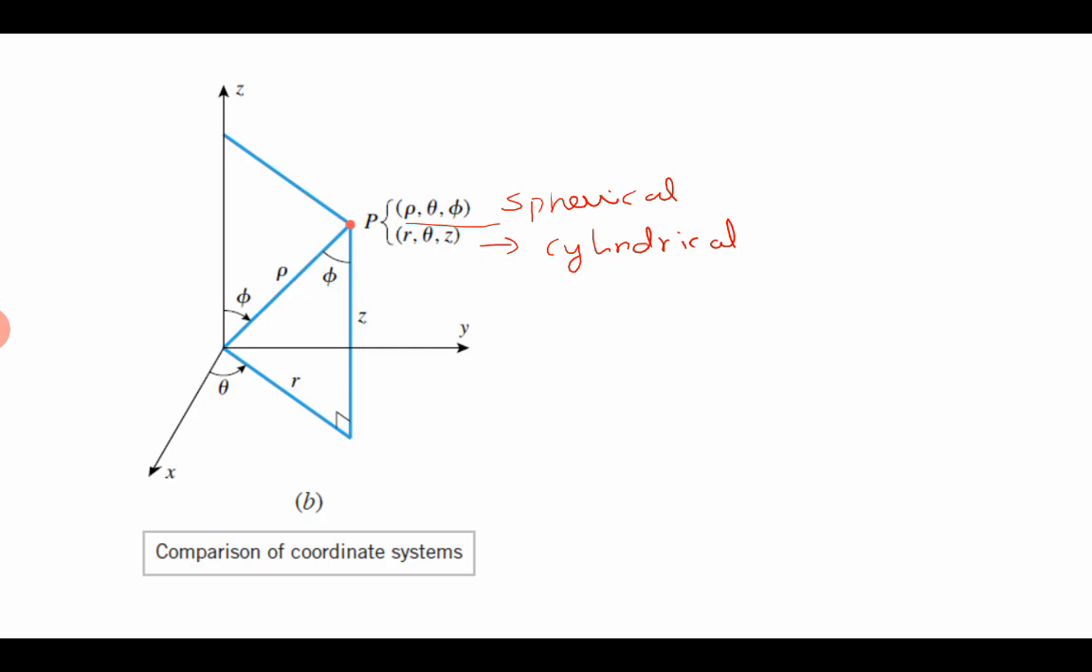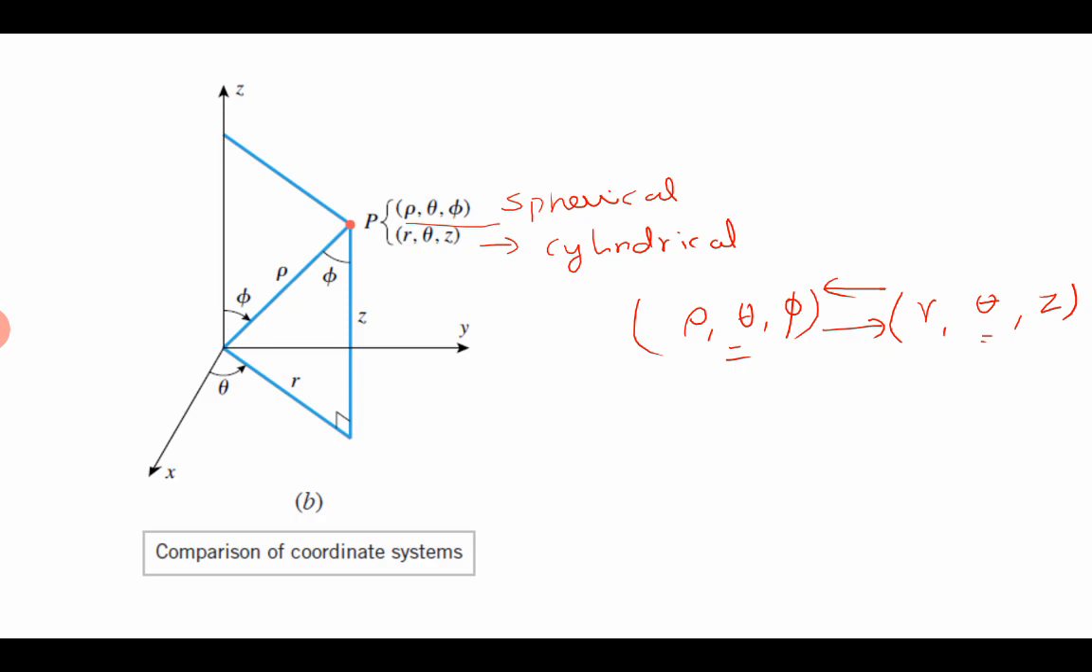Okay, now we are going to move between these two systems. Spherical will have rho, theta, phi, and cylindrical will have r, theta, z. You see, theta is common for both coordinate systems. There is no change in theta, so we don't need to worry about theta. We need to find rho and phi if I give you r and z. If I get rho and phi, we can find r and z. That's it. Conversion, right? Okay.